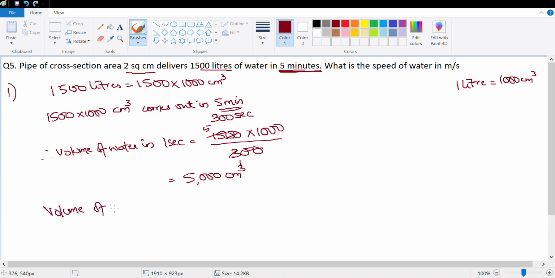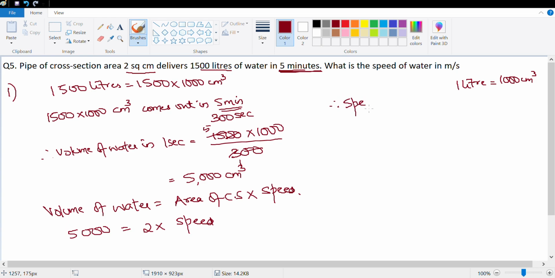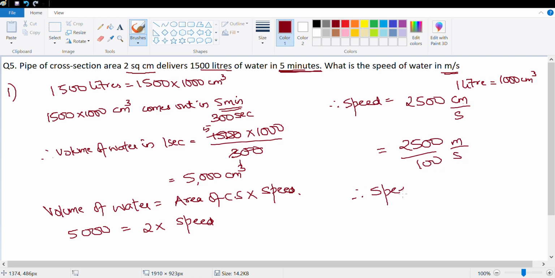Perfect. We know the formula. Volume of water is equal to area of cross section multiplied with speed. So in this case, 5000 is equal to 2 into speed, therefore speed is 5000 divided by 2, which is 2500, and the units we used were centimeter, so this is centimeter per second. But they want the answer in meter per second, which means I'll have to divide this by 100, because 100 centimeters is equal to 1 meter, so this is equal to 2500 upon 100 meter per second. Therefore, speed is equal to 25 meter per second.